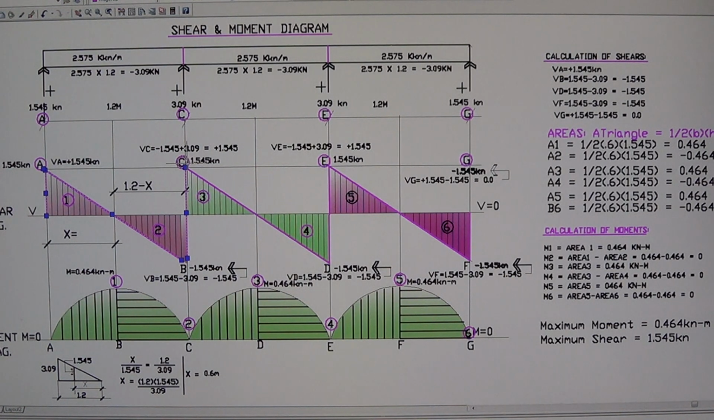Now solve for the shear at D. Okay, the shear at D again.